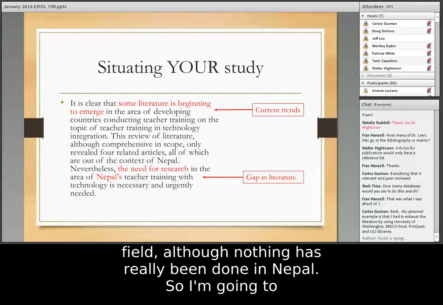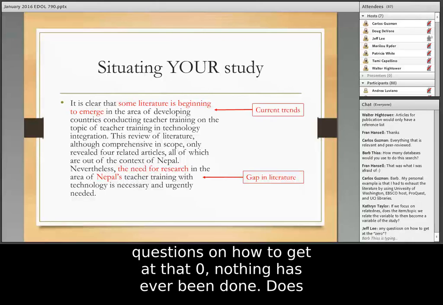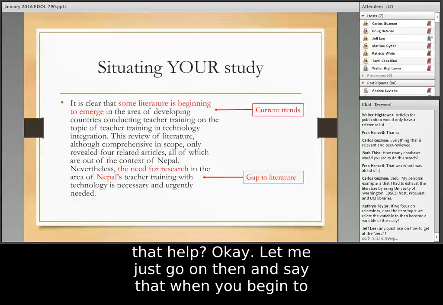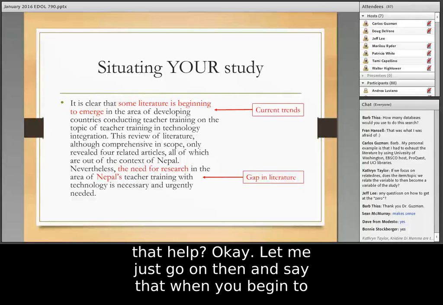Okay, so I'm going to pause here and see if there are any questions in the chat box. So any questions on how to get at that 0? Nothing has ever been done. Does that help? Okay.